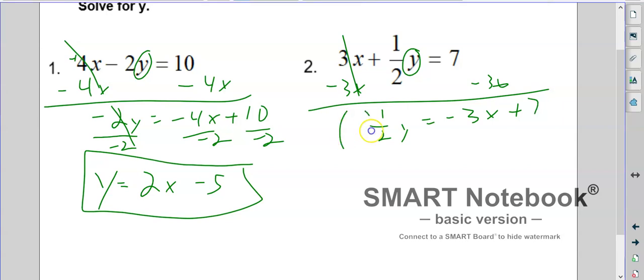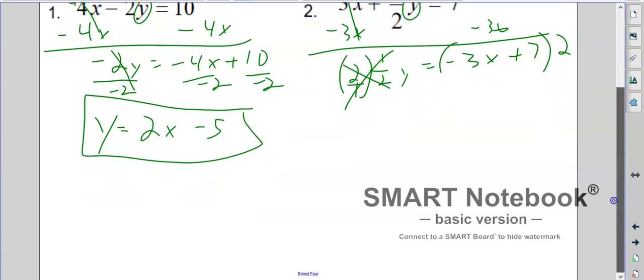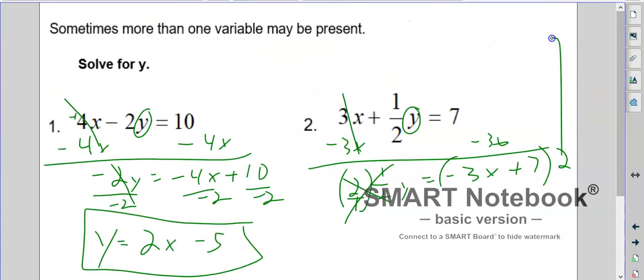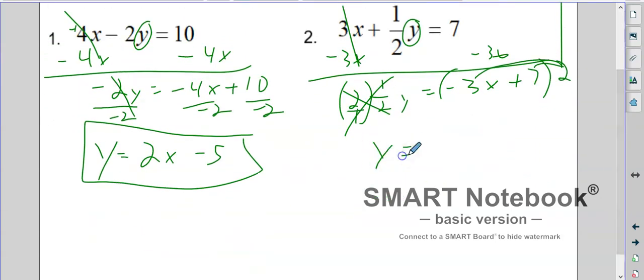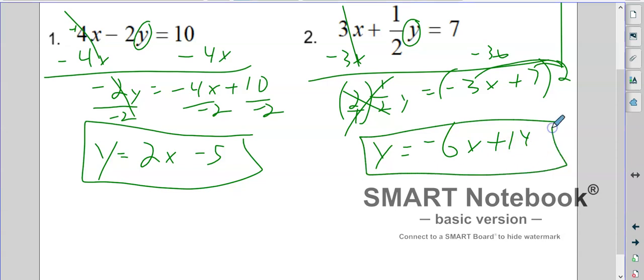So let's instead multiply by the reciprocal. See, that cancels. You can technically do a 2/1, but whatever. And then we need to multiply this whole side by 2. So therefore, we need to put that in parentheses and then distribute. So that gives me y equals negative 6x plus 14. And again, if that was a line I was graphing, I'd start at 14 and have a negative slope of 6.